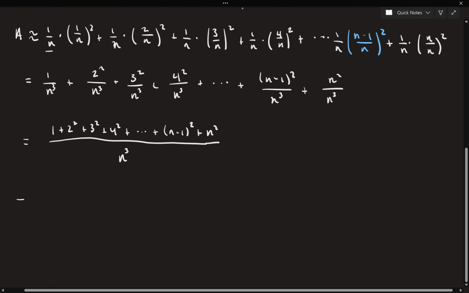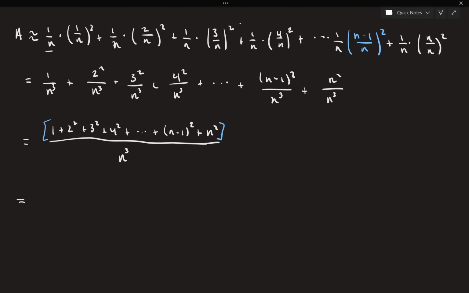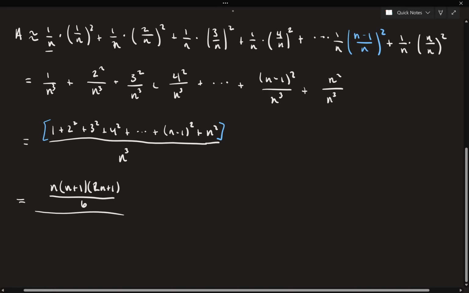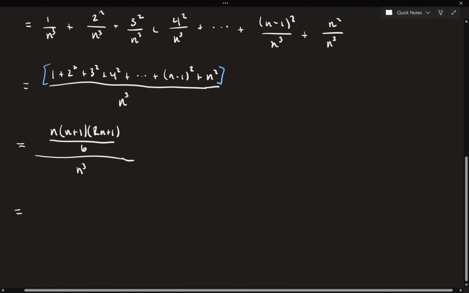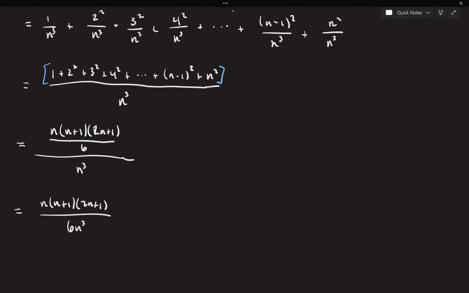But this is exactly what we did last time. This is the last video. We did this formula. This is the sum of the first n squared whole numbers. So that was, if you remember, n plus 1, 2n plus 1 over 6. And that's all over n cubed. And then I'll just put the 6 downstairs. n plus 1, 2n plus 1 over 6n cubed.